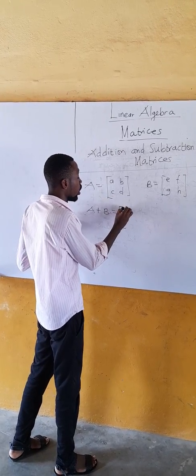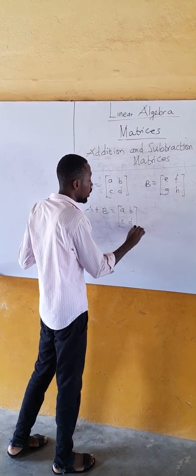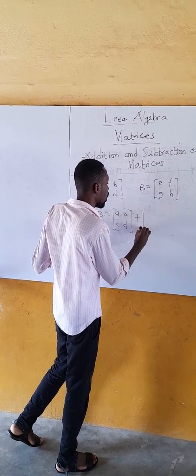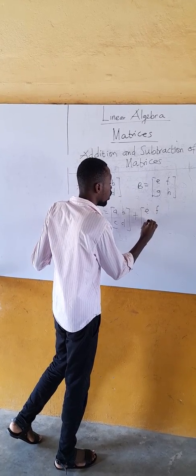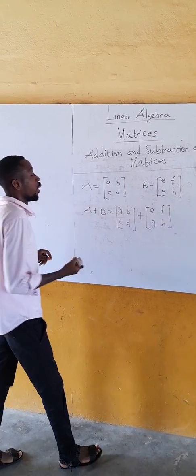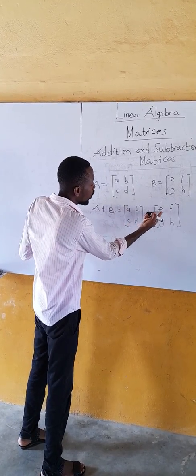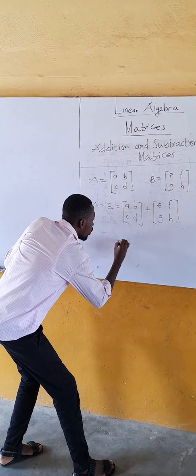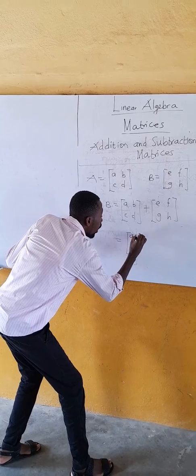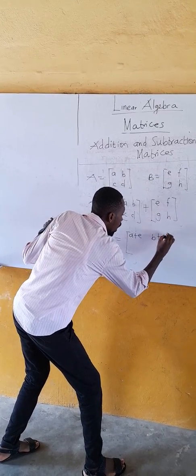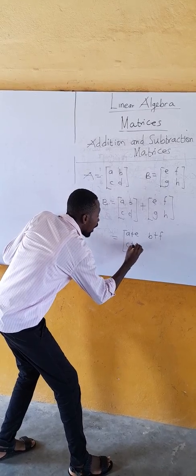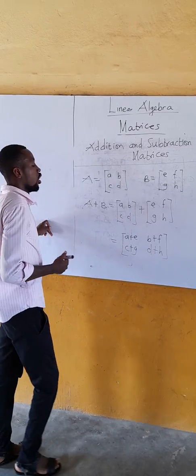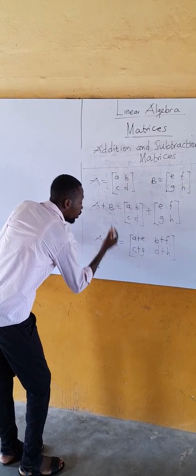A plus B. So what's A? A will be the matrix a, b, c, d. Now B is e, f, g, h. So to add them, it simply means add the first entry here to the first entry here, this to this, this to that, and this to this. So this will be equal to a plus e, b plus f, c plus g, then d plus h. So this becomes our A plus B.